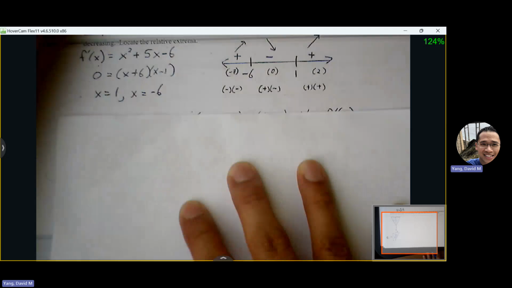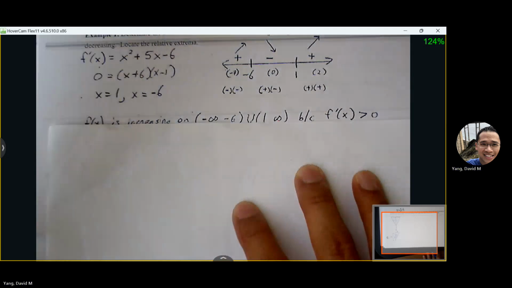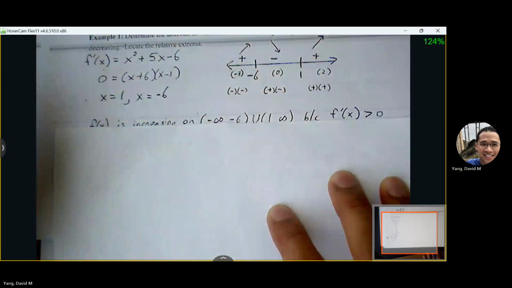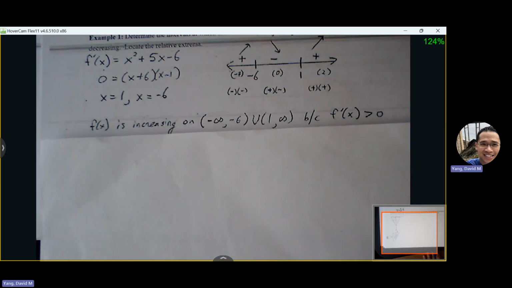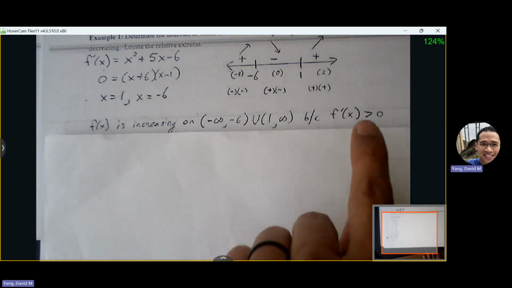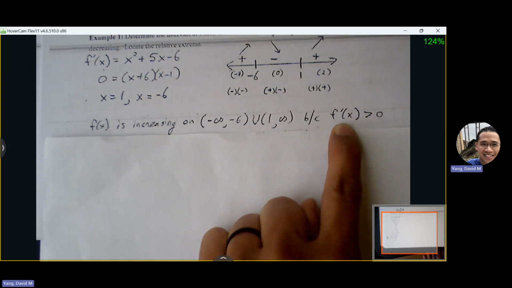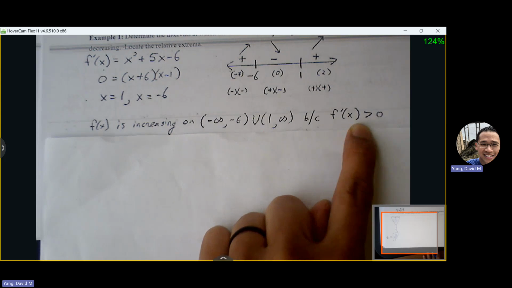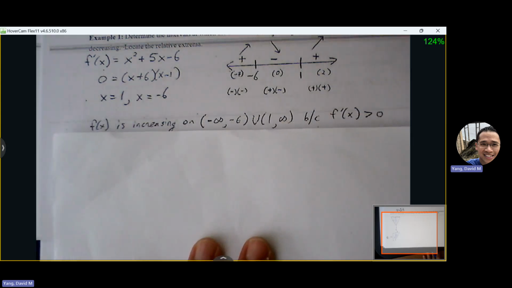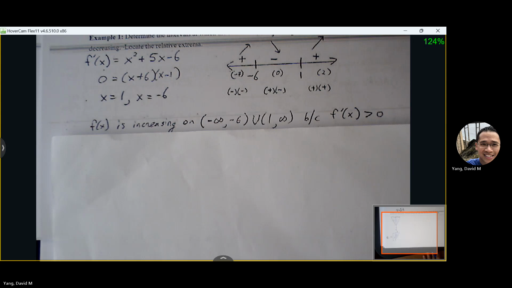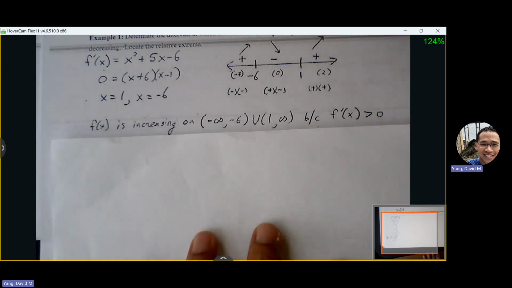Okay, so we can say our function is increasing from -infinity to -6, union, or you can do a comma, 1 to infinity. And then here's our because statement: because f prime is greater than 0. So we want to make sure that we can write out those justifications. If I ask you for justification on the quiz, I'm looking for this because statement, because f prime is greater than 0. And where would you say the graph is decreasing? From -6 to 1. And the reasoning is because f prime is less than 0.